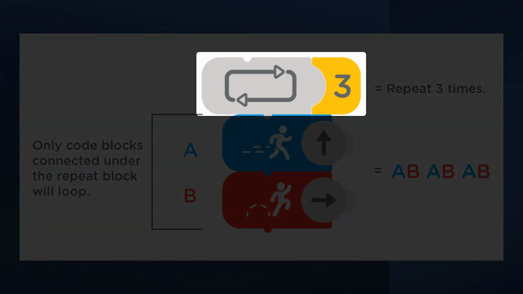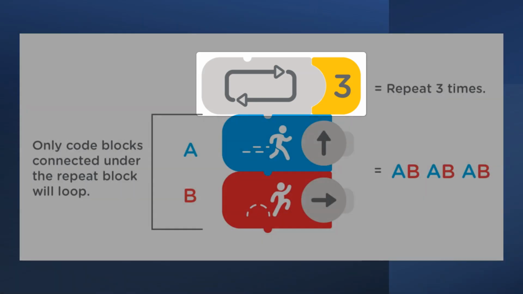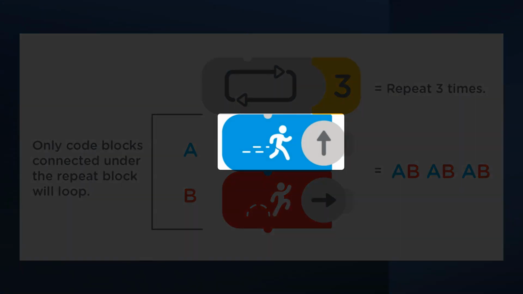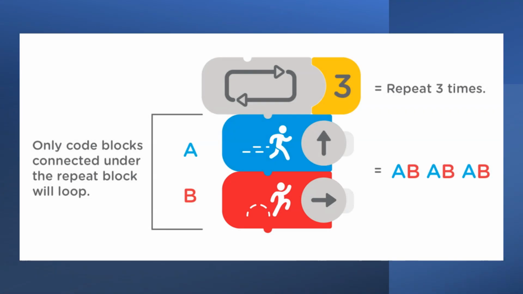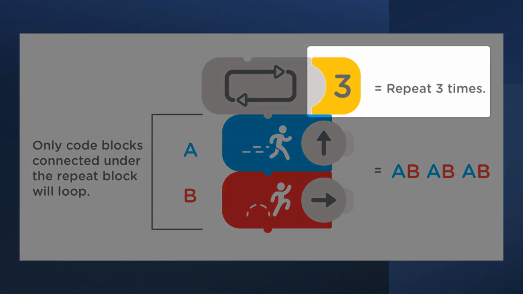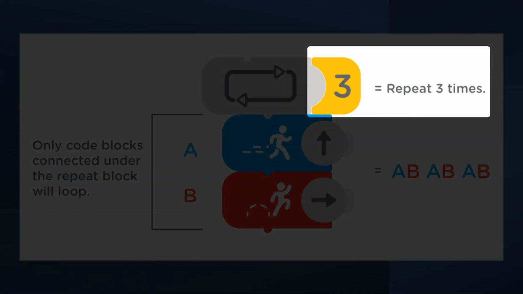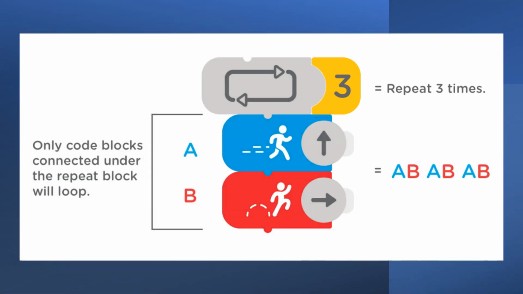We can use the loop tile to make Awbie repeat things. Here we are telling him to walk up 1, jump right 1, 3 times. Walk up, jump right, walk up, jump right, walk up, jump right. Awbie repeats the stack 3 times because of the yellow 3 piece added to the loop. Now let me show you the Awbie in action.